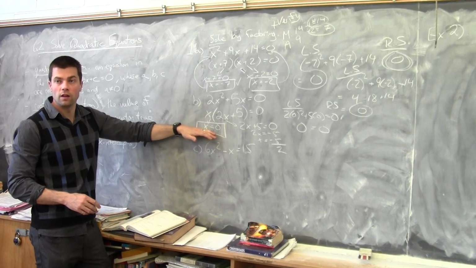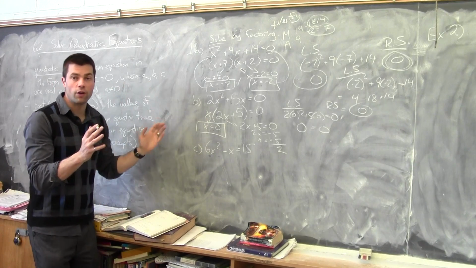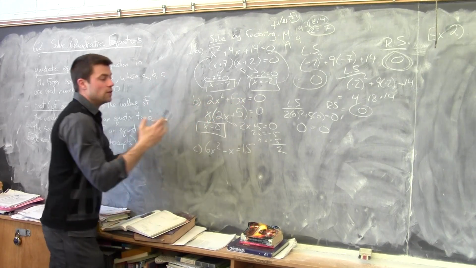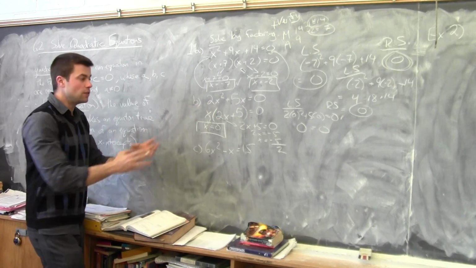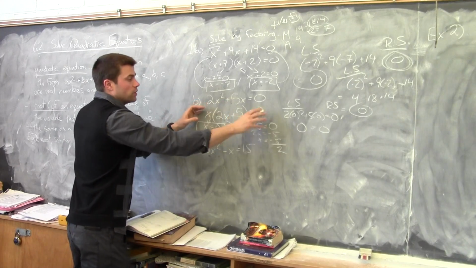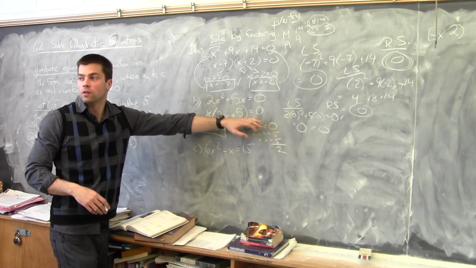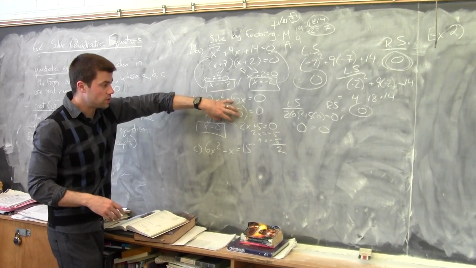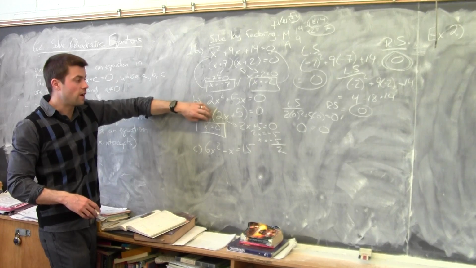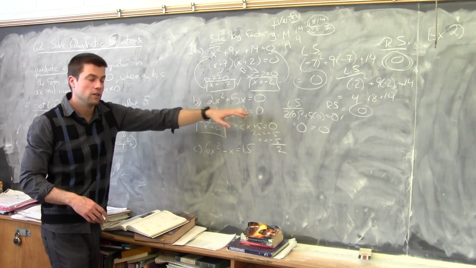Does everyone get that? The other scenario has to be if this binomial 2x plus 5 is equal to 0. If that's equal to 0, then whatever the value of x is, it doesn't matter. This expression is still going to be 0. Okay? So if this expression is equal to 0, it doesn't matter what this is. X doesn't have to be 0, but it'll still satisfy. So you need to check.